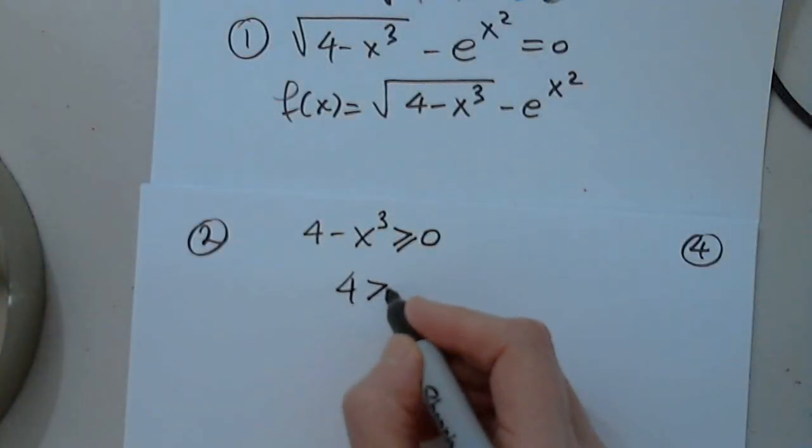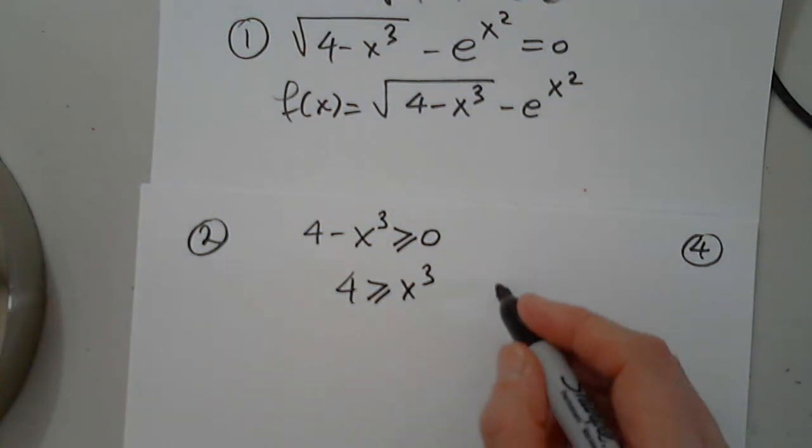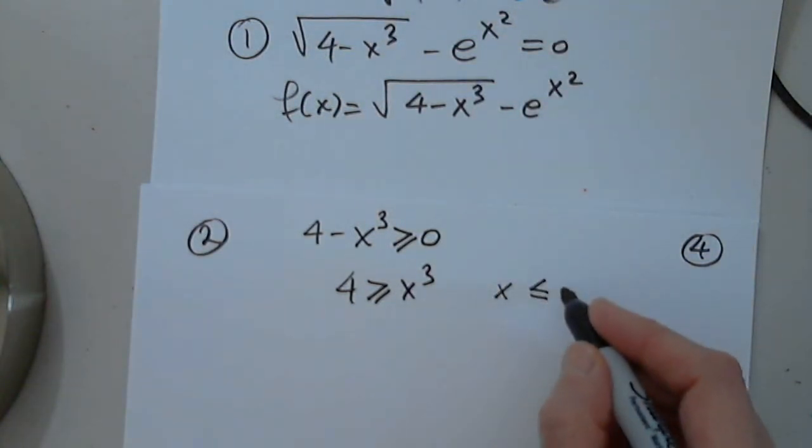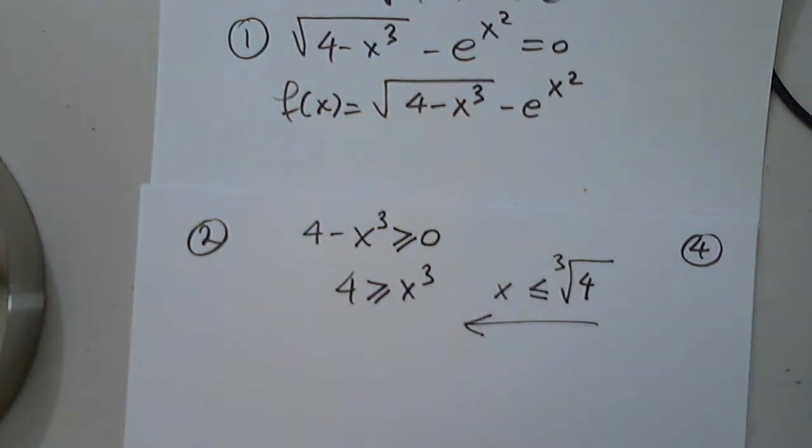So x cubed has to be a number less than 4, or x has to be a number less than or equal to the cube root of 4. So I'm looking at the negative. So don't start plugging in 10 because you're going to get an error. So always remember domain, domain, domain, domain, domain.